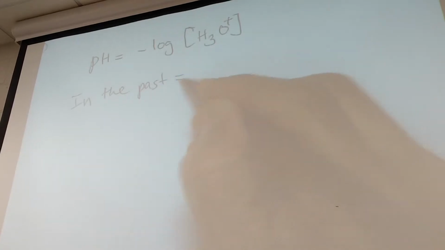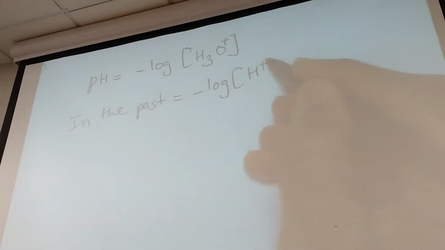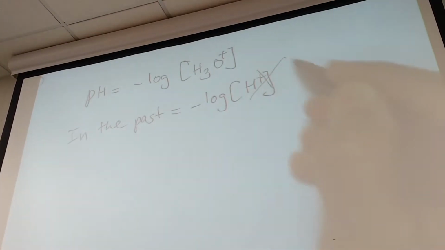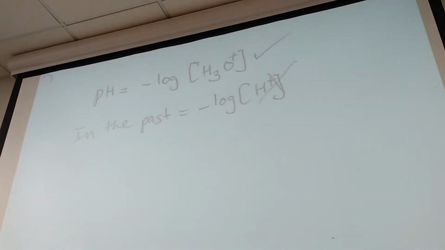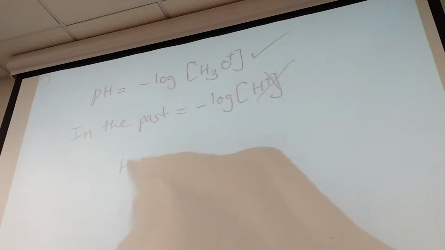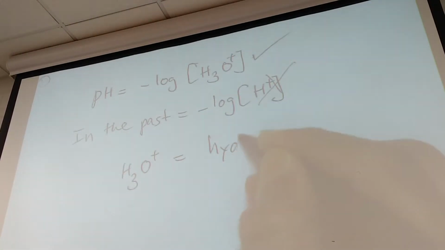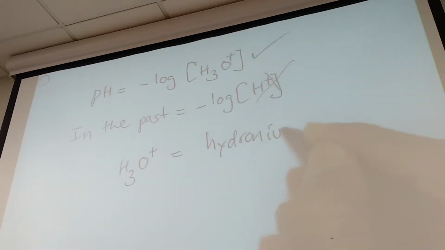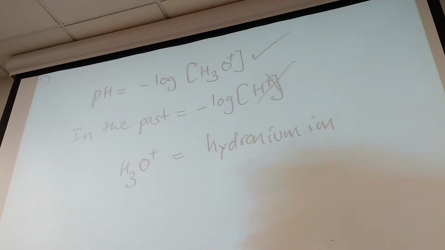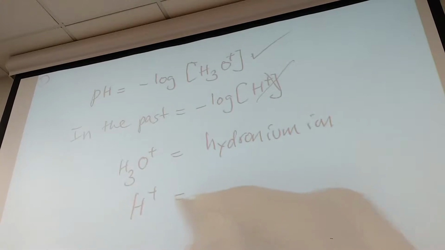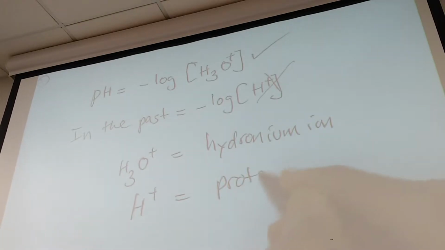In the past we had minus log of H plus, but this one does not exist. This one is not correct. This is the correct one, correct? There is no H plus. H plus is always hydrated, and therefore you get H3O plus. So H3O plus is called the hydronium ion. This is called what? Hydronium ion. Correct? And the H plus is the proton ion.